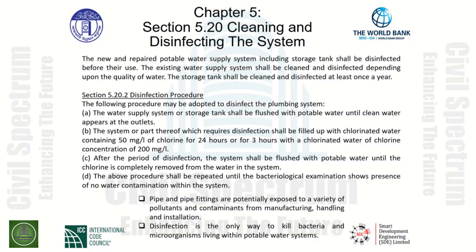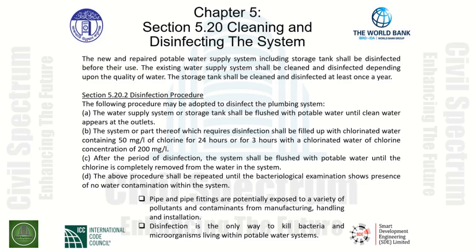Section 5.20, Cleaning and Disinfecting the System. The new and repaired potable water system, including the storage tank, shall be disinfected before their use. The existing water supply system shall be cleaned and disinfected depending upon the quality of water. The storage tank shall be cleaned and disinfected at least once a year. Section 5.20.2 gives us the procedures.